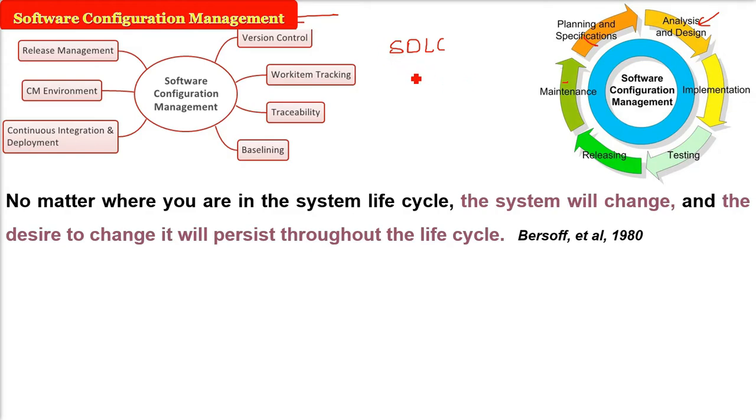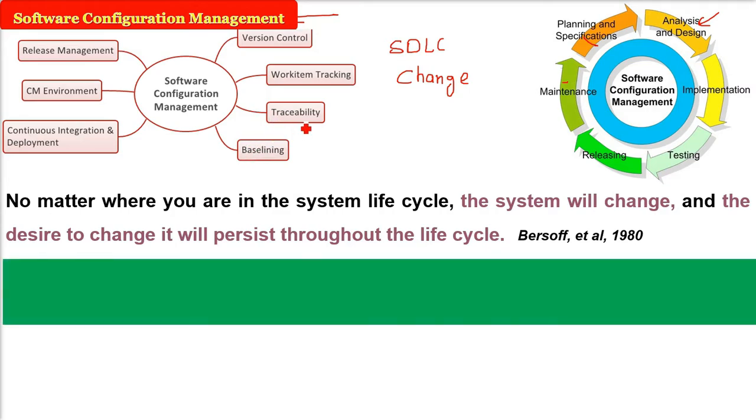helps from this planning. That is, a change will always be there. No matter what phase of your software development life cycle you are in, the system will change, the software will change, the work product will change. So the desire to change will persist throughout the life cycle. So in order to manage this change, basically it's software configuration management.